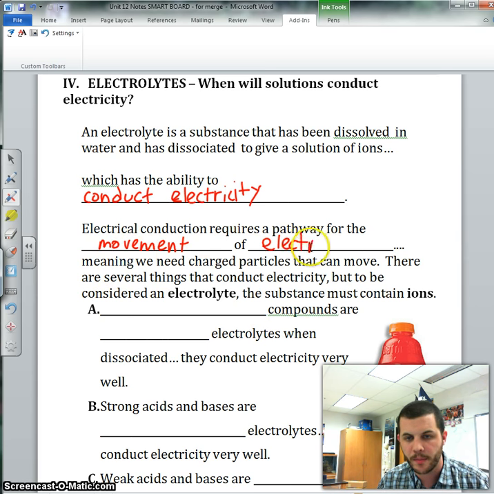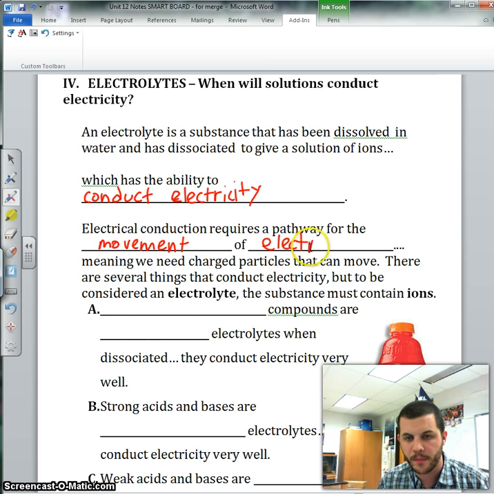First off, it says that soluble ionic compounds are strong electrolytes. Soluble ionic compounds are going to be strong electrolytes. And a strong electrolyte is going to be something that's going to 100% dissociate, kind of like we were talking about the strong acids and strong bases earlier, which 100% dissociate. Soluble ionic compounds, when they're mixed with water, are going to 100% dissociate.